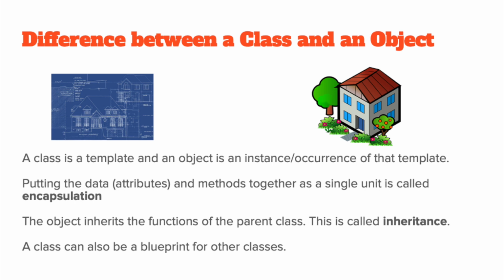we need to ensure that we have both attributes and methods in the same class. The object inherits these methods or these functions of the parent class, and this is called inheritance. A class can also be a blueprint for other classes. So I can define a class called vehicle, and I can then use that in a class called car. So the class car inherits the attributes and functions from the vehicle class.